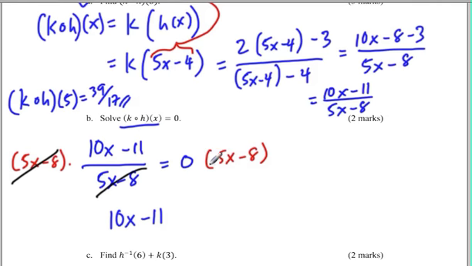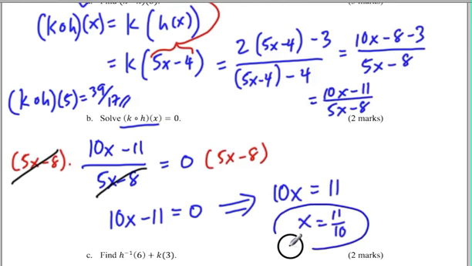And what's 0 times anything? It's simply 0. So therefore, 10x is equal to 11. And what is x equal to? It's simply 11 over 10. And that's the solution for that one.